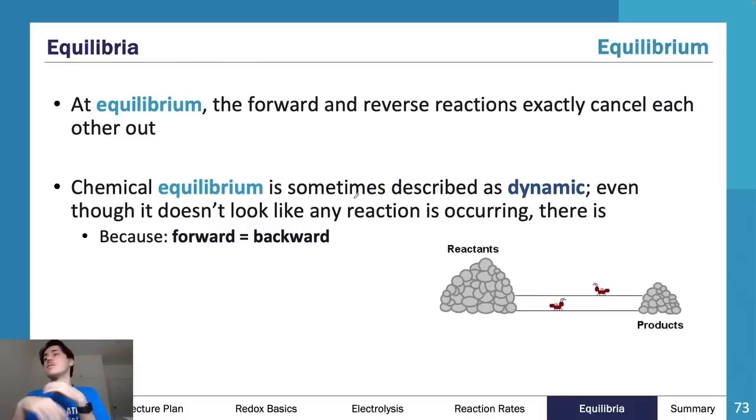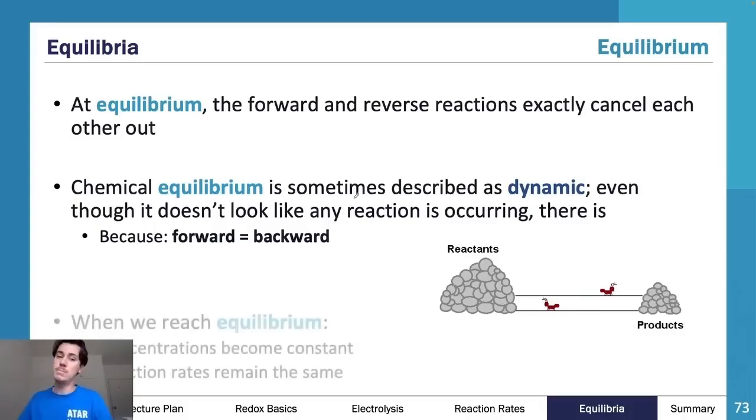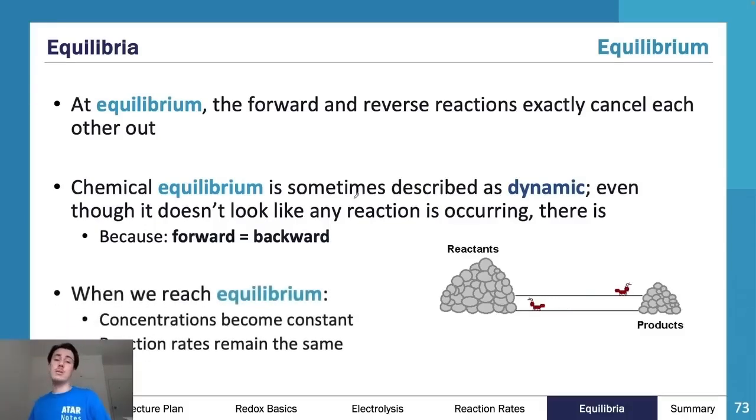As you can see here, we've still got movement. We've still got products becoming reactants, and we've still got reactants becoming products. But we don't observe a change. We don't observe any difference here. We cannot see a difference because it's all happening at the same rate. So the forward and back reactions are occurring at the exact same rate, and therefore we are at what we refer to as a dynamic equilibrium. So when we reach equilibrium, concentrations become constant. Reaction rates remain the same. And that's really, really important.